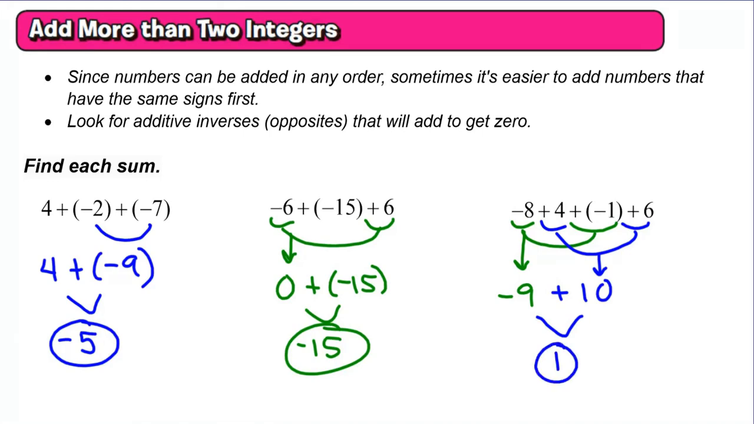So adding integers together, if they have the same sign, they're going to combine. If they are different signs, they are going to cancel. And then if you need a number line to model those, you are free to do so.